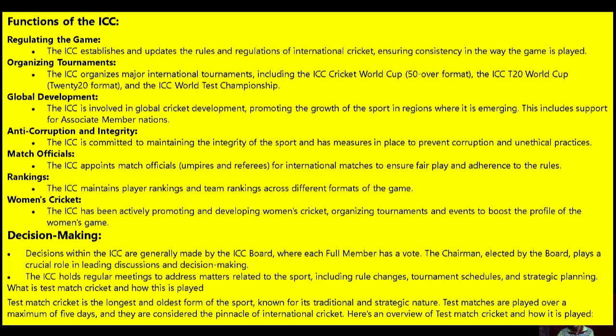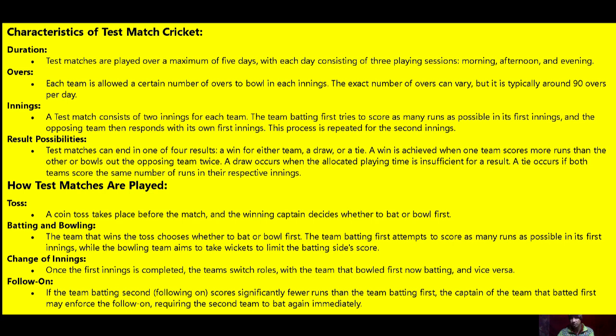Next, result possibilities. Test matches can end in one of four results: a win for either team, a draw, or a tie. A win is achieved when one team scores more runs than the other, or bowls out the opposing team twice. A draw occurs when the allocated playing time is insufficient for a result. A tie occurs if both teams score the same number of runs in their respective innings.